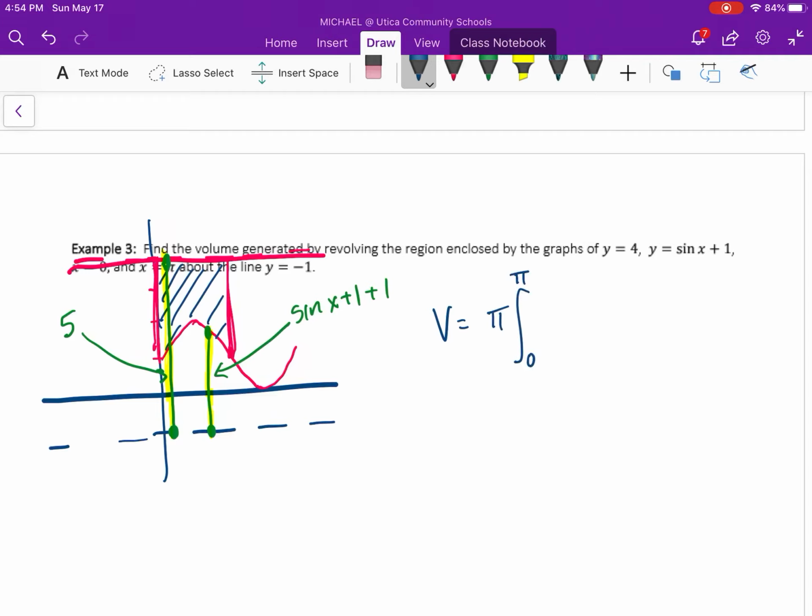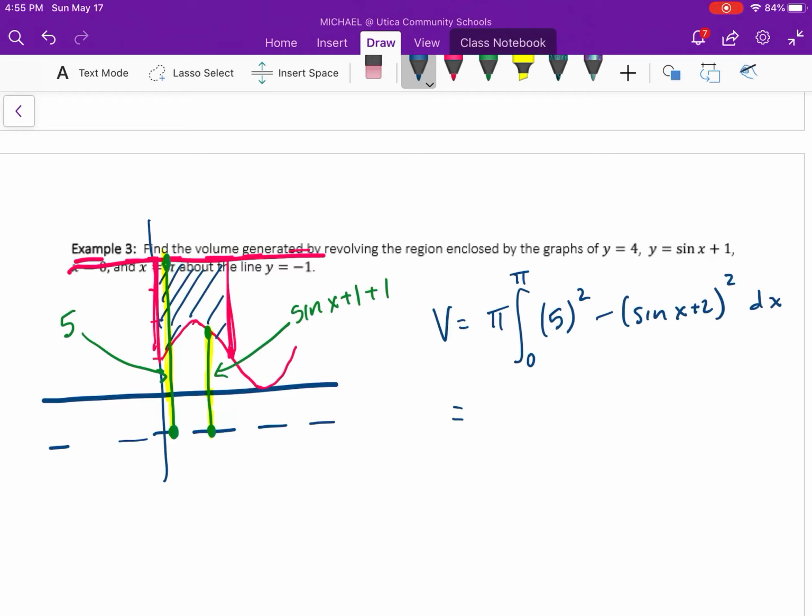So when I set up my volume, pi integral from 0 to pi, outside function, 5 squared, minus, let me rewrite that, outside function is 5 squared minus sine of x plus 2 squared is the inside function. Again, pi outside squared minus inside squared.